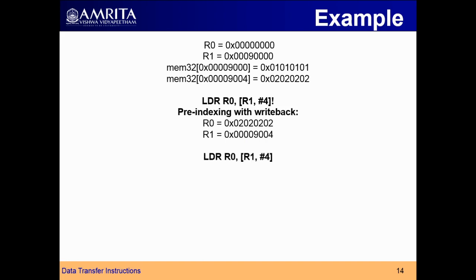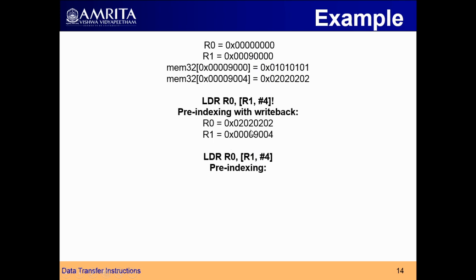Next, let us see the next example. Writing LDR R0, R1, #4. The exclamation is not there. It is known as pre-indexed addressing mode, and write back is not there. So what will be the content of R0? R1 is having this address, 9000, right?